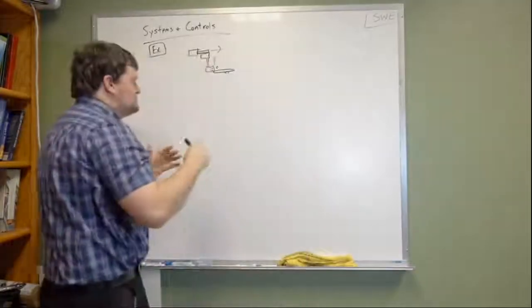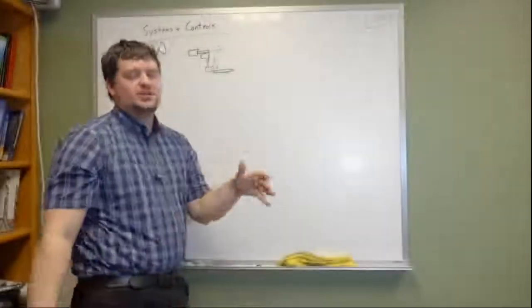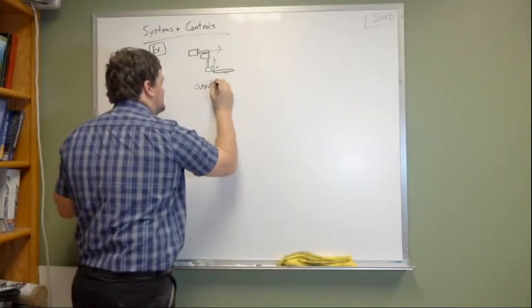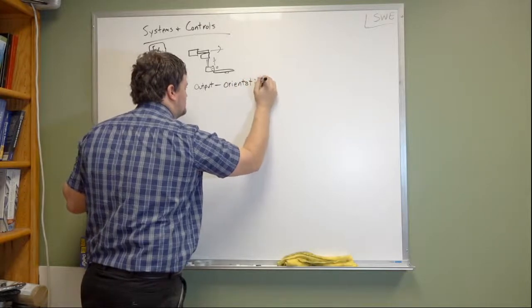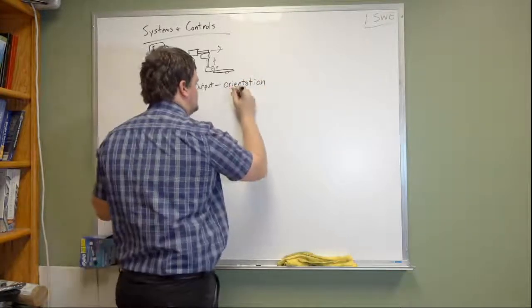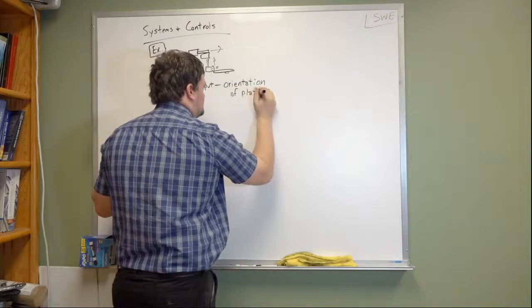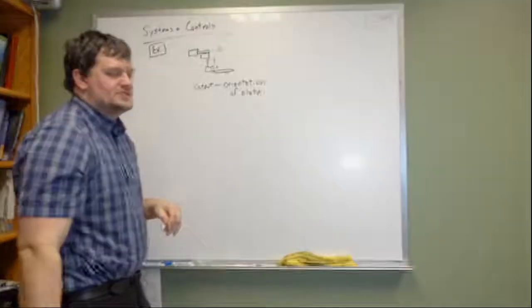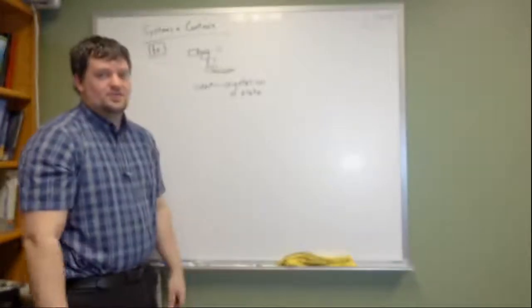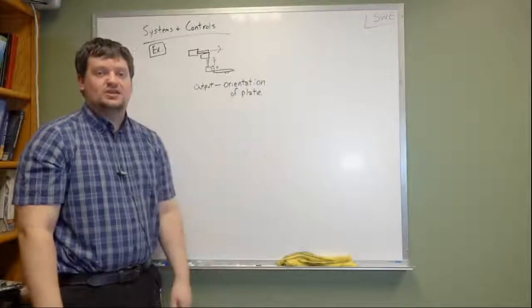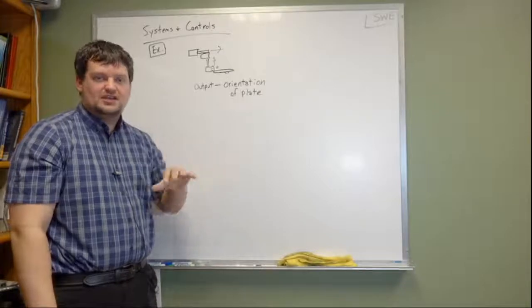Okay, so specifically looking at what is the orientation of this plate, we want the output to be orientation of the plate. Okay, what is the input? Well, here, the input could be a number of things. This thing could actually be moving. This thing could be shaking.